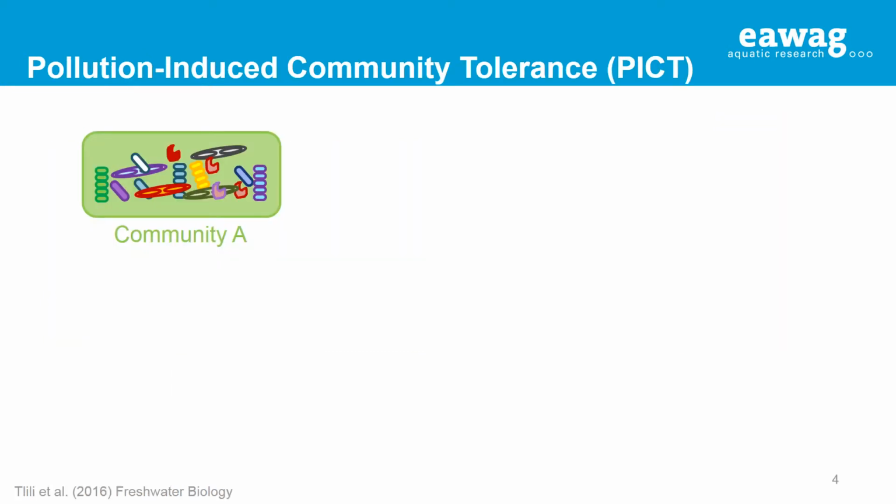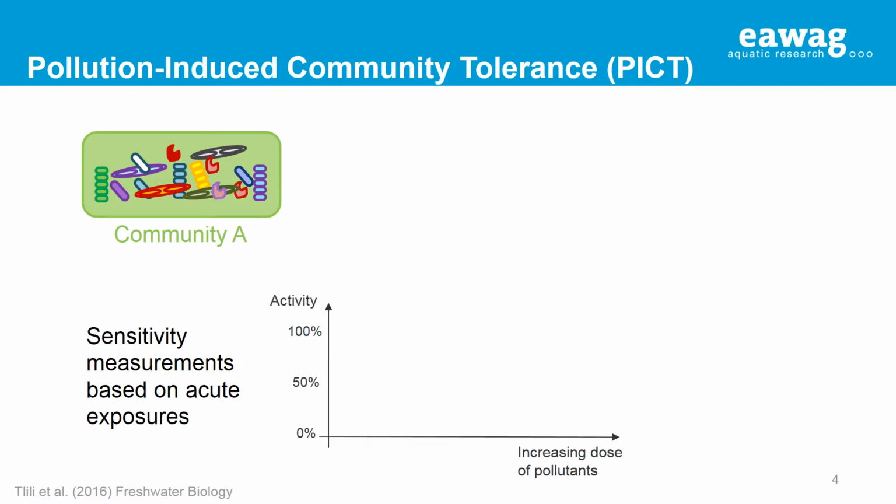Our approach is based on the pollution-induced community tolerance concept. Let's take two different microbial communities as an example. The first one, considered as a control, is not exposed or exposed to low levels of pollutants in the environment. We can bring this community to the lab and expose the organisms to an increasing dose of the pollutants of interest. Then we measure their activity. It can be, for example, photosynthesis or respiration, and we observe a decrease in activity with increasing dose of pollutants. From this dose-response curve, we can derive several parameters, the most used being the effective concentration 50%, EC50, which corresponds to the dose of pollutants inducing a decrease of activity by 50%.